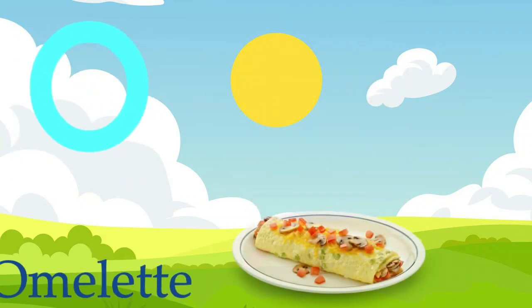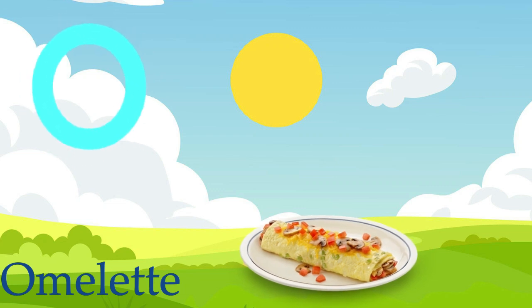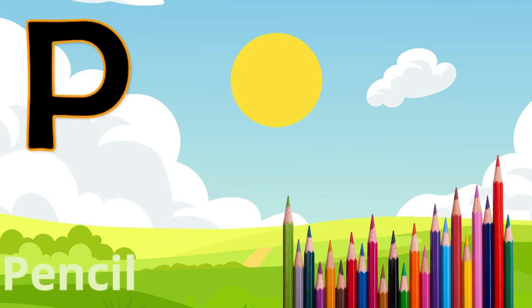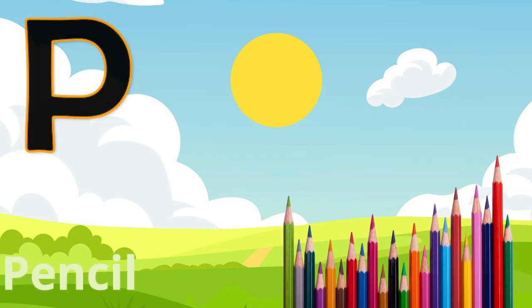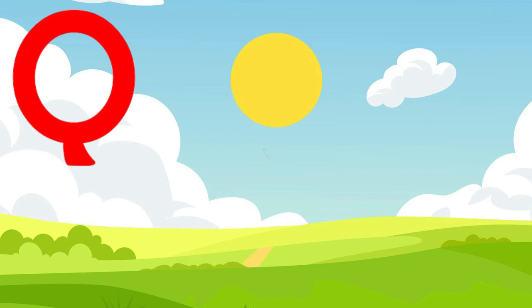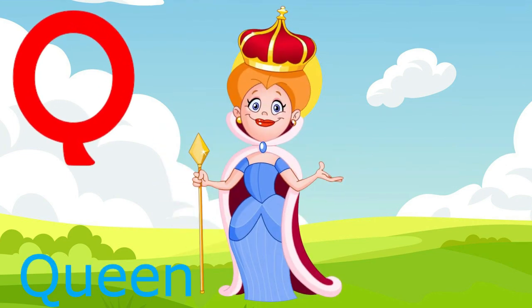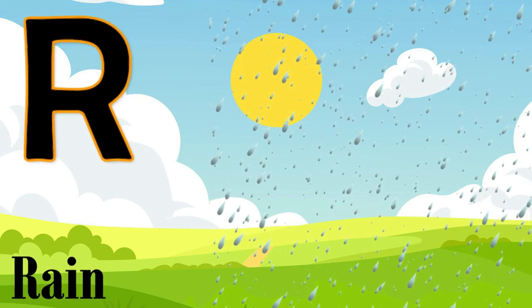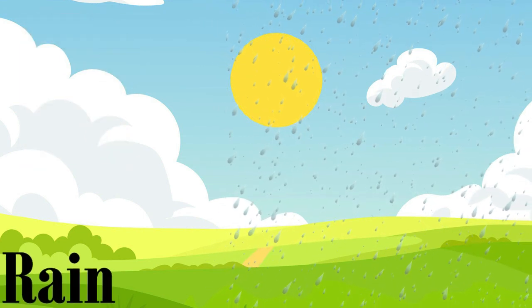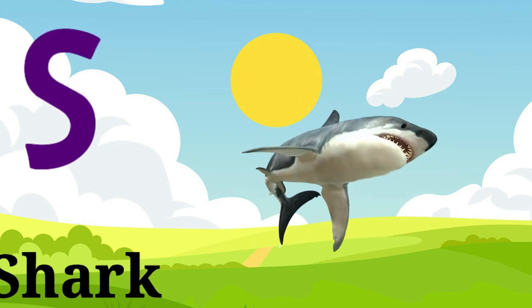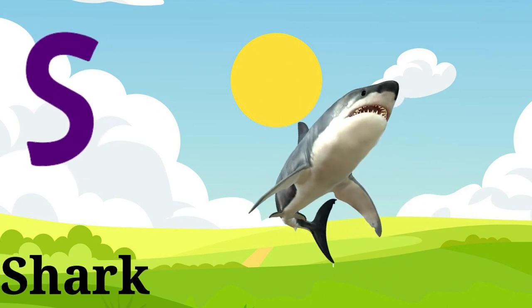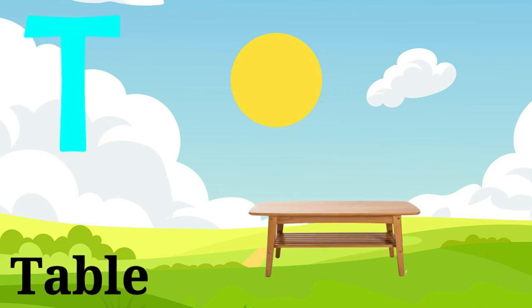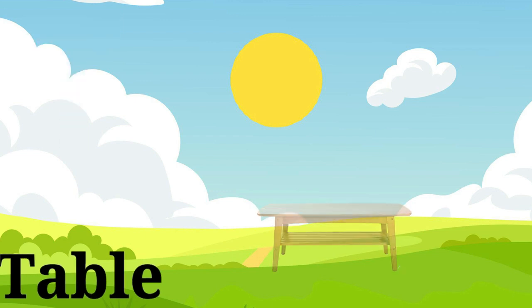O. O for omelette. P. P for pencil. Q. Q for queen. R. R for rain. S. S for shark. T. T for table.